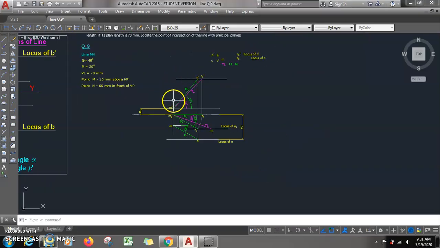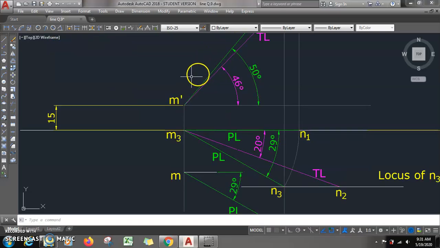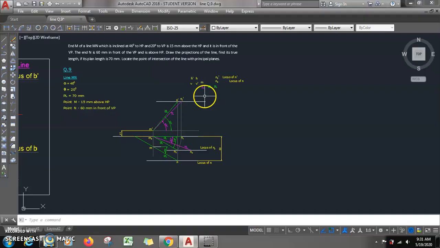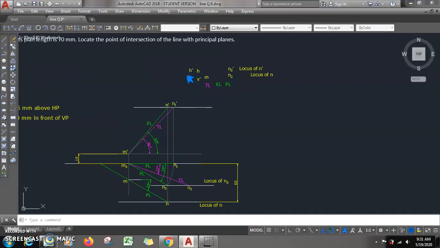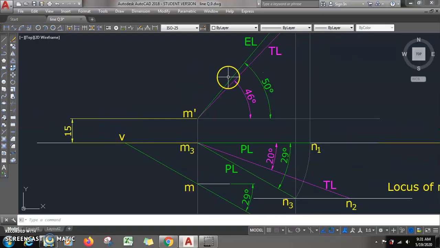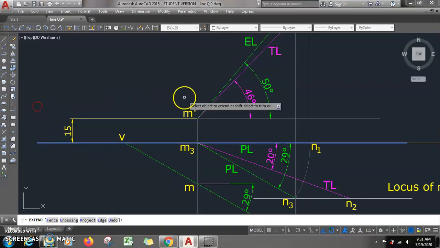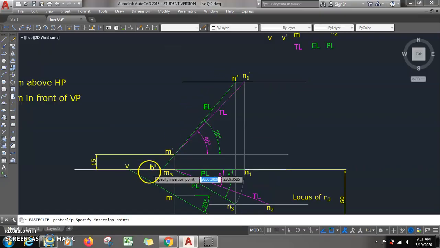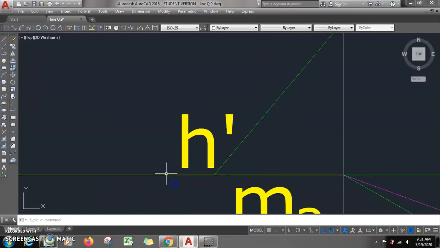Now only one thing is remaining, which is STVT. So what we will do is extend the line, okay, up to this. So here I will be getting point V. You see, this is point V. Then extend M dash N dash. Extend up to this. Here I will be getting point H dash. This point is H dash.